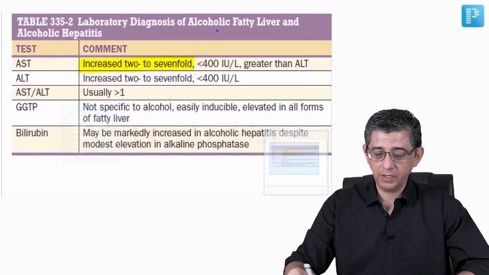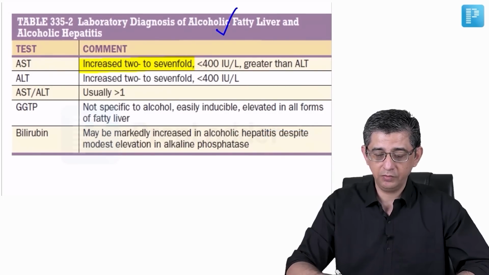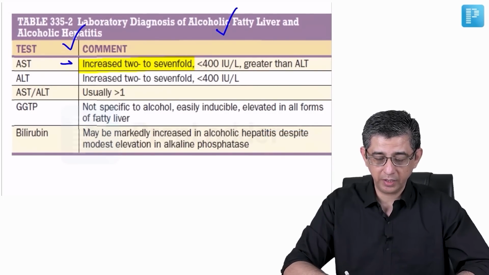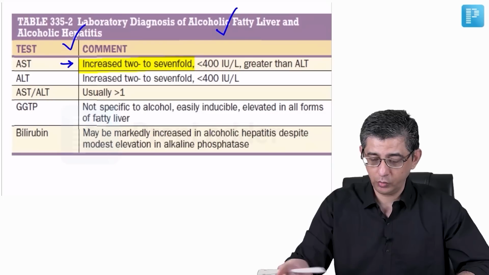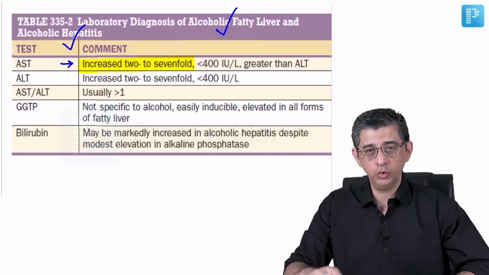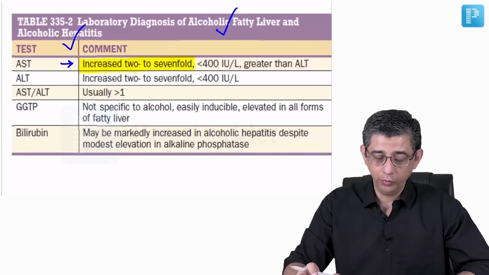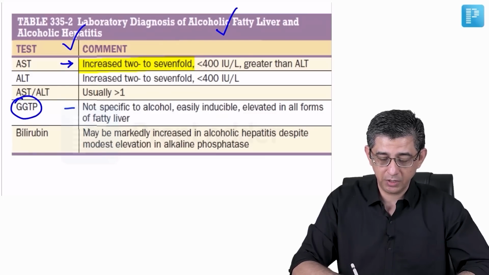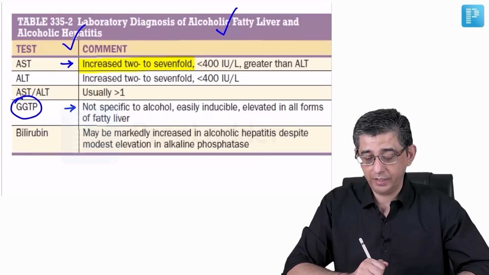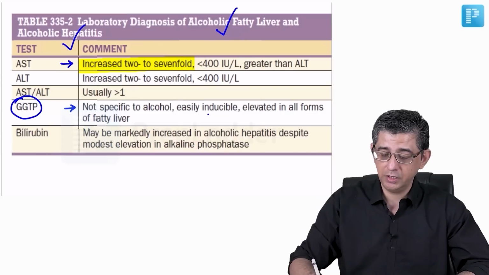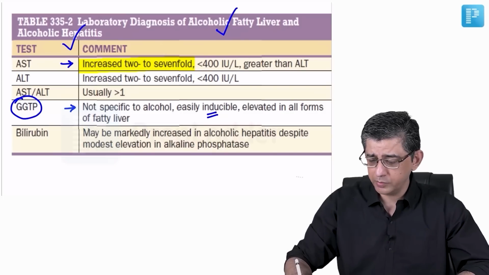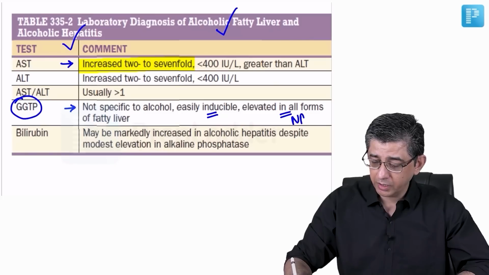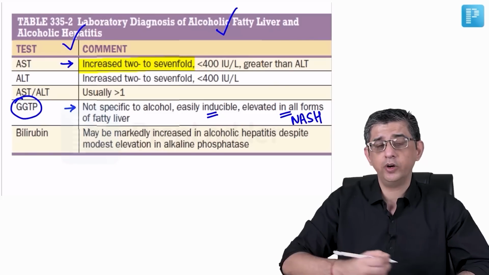This table specifically mentions regarding alcoholic fatty liver and alcoholic hepatitis and mentions that the test to be done is SGOT. I've told you the values already, but I had to show you this table just to prove to you the fact that gamma GGTP, though it is a marker for heavy alcohol consumption, he mentions the fact that it is not specific to alcohol, it is easily inducible, it can be increased in all forms of fatty liver, even it can be increased in patients of non-alcoholic steatotic hepatitis.